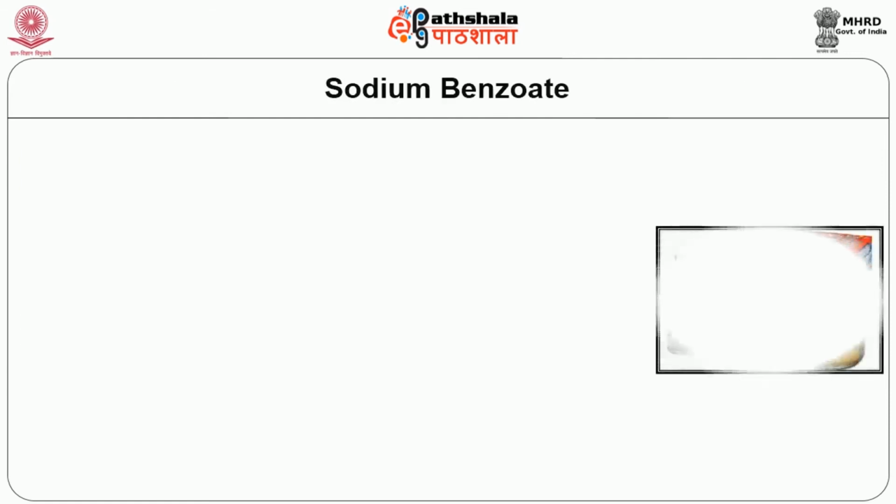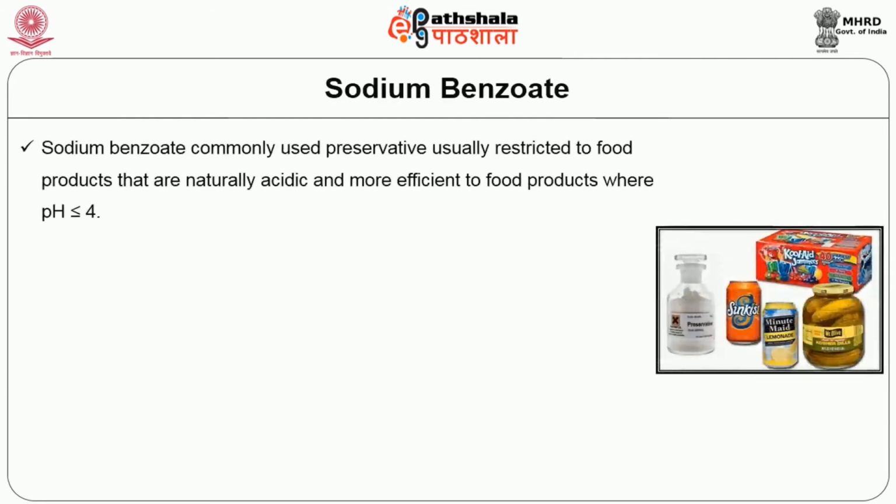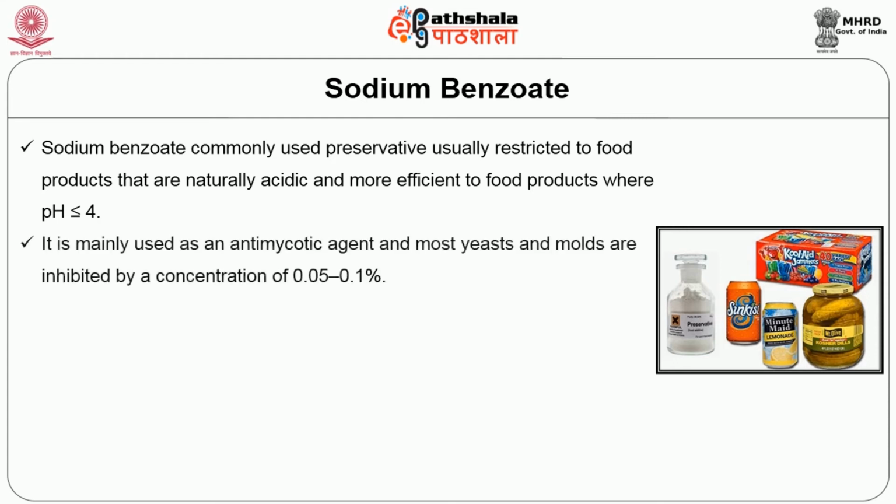Second one is sodium benzoate. Sodium benzoate, a commonly used preservative, is usually restricted to food products that are naturally acidic, and is more efficient in food products where the pH is less than or equal to 4. It is mainly used as an antimycotic agent, and molds and yeast are inhibited by a concentration of 0.05 to 0.1%. It has bacteriostatic and fungistatic properties under acidic conditions.